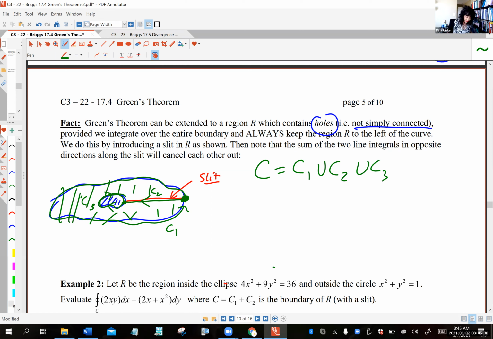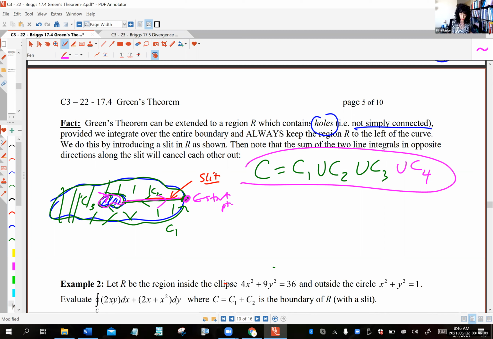Weird, huh? And then you have to always end up where you started. So the last part of your journey is you got to go right back to where you started. After you go around the hole in the clockwise direction, you go back along the slit, but in the opposite direction, and you end up right back at your starting point. Remember, the starting and end points have to match, closed curve. So do you have to do all four line integrals? No, of course not. It turns out that curve 2 and curve 4 cancel.